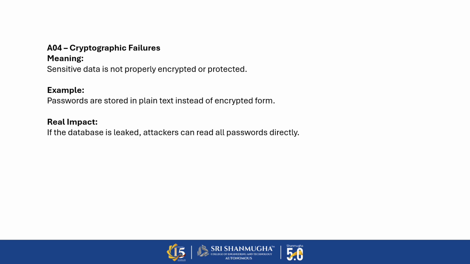Next one is cryptographic failure. Cryptography is mainly for confidential data. Whenever we are transmitting confidential data, we should use an encryption mechanism to convert the plain text into ciphertext, an unreadable form, for transmitting the data. For example, if the database is leaked, the attacker can read all the passwords directly because the passwords are plain text.